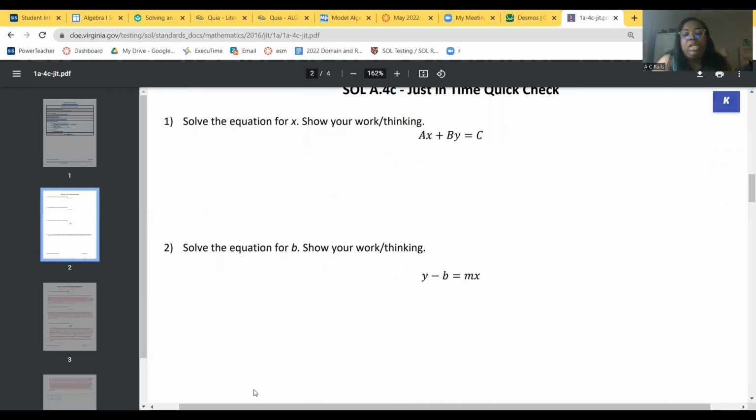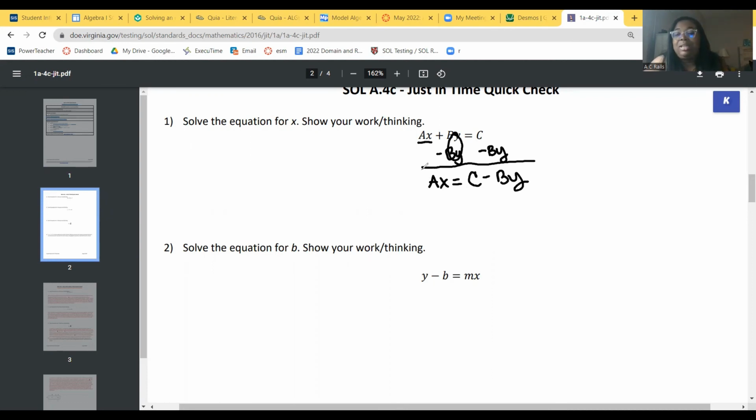So we really use literal equations when we're trying to get formulas, but it's the same steps. It's just that we can't really combine like terms. A plus b is going to stay a plus b. So let's take a look. If I need this term to be on the side by itself, the first thing that I want to do is to subtract by. So here we get ax is equal to c minus by.